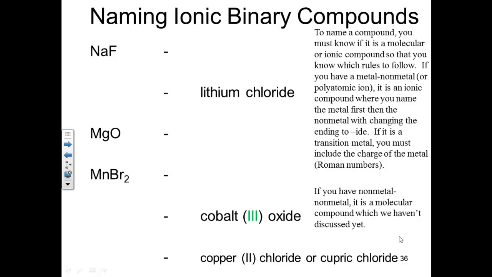Looks like sodium, NaF. That's a metal and a nonmetal, so this is ionic bonding, so we're going to follow ionic rules. We name the metal by its name, and then we name the anion with -ide changed on the end. So in this case, it's going to be sodium fluoride. Now notice the spelling in fluoride.